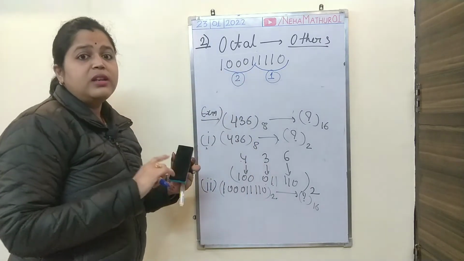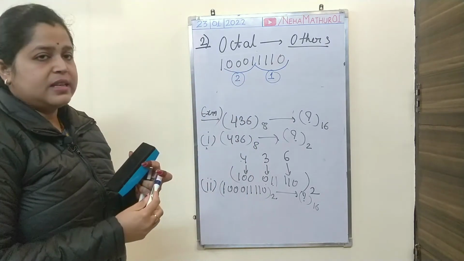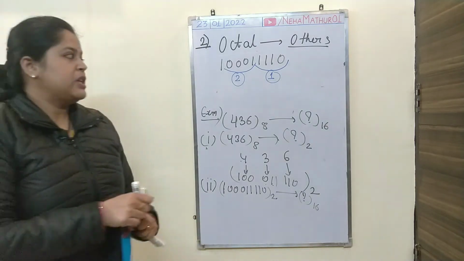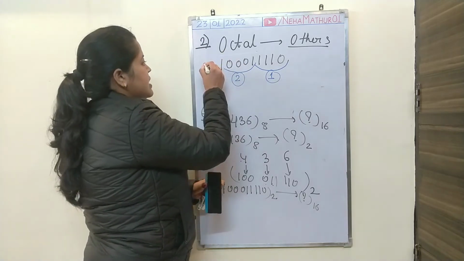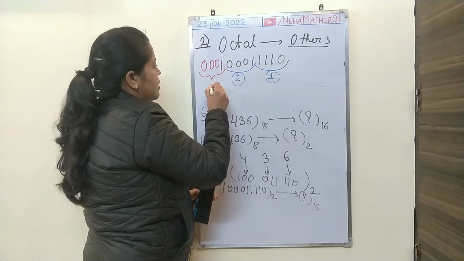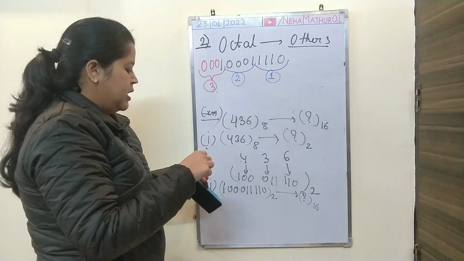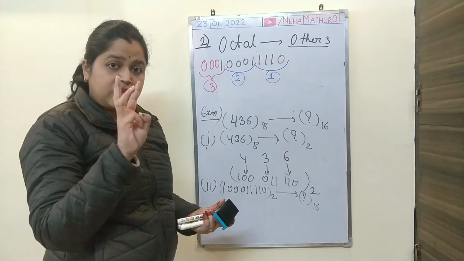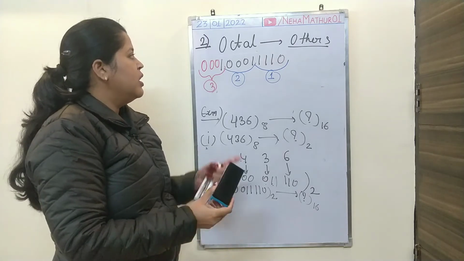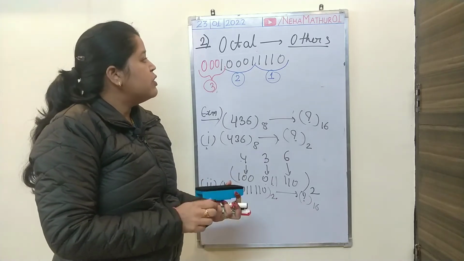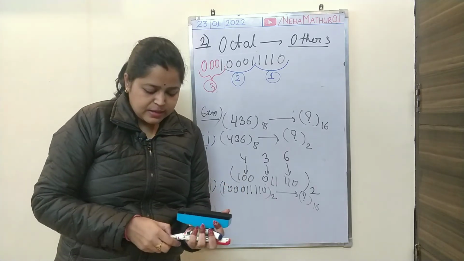Now this 1 is a single digit, and since I want to make a group of 4 digits, I have the best option that I can add 3 zeros over here, so that it can again become a group of 4 digits. So now I have 3 groups, each group having 4 digits. After that, you will have to convert each individual group into the relevant hexadecimal digit.